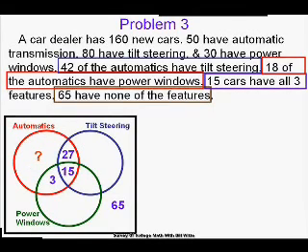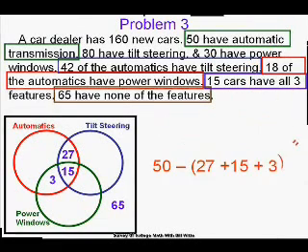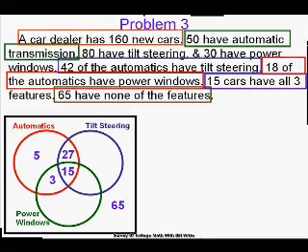Okay, do we know how many automatics total we have? We do. So we have 50 automatics. So all those numbers inside the red should add up to 50. So let me subtract the 27, the 15, and the 3 from 50, and we'll get that one, the automatics that don't have the other two. Okay, I've used a lot of this.